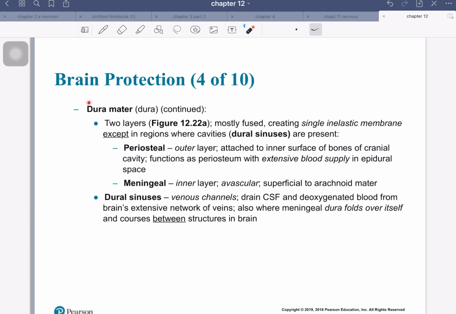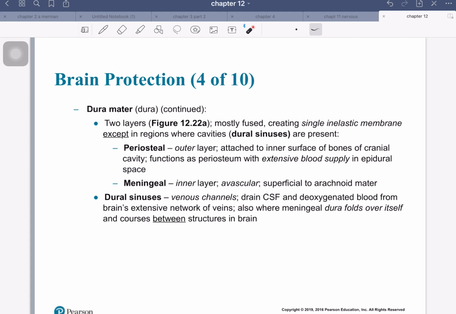So really, when we look at the dura, we can consider it having 2 layers. Now, there are a few spots where there's something called a dural sinus, and this is where the two layers are split apart, and they form these venous channels. So these dural sinuses are areas where we have venous blood. What's their purpose? They help to drain CSF.